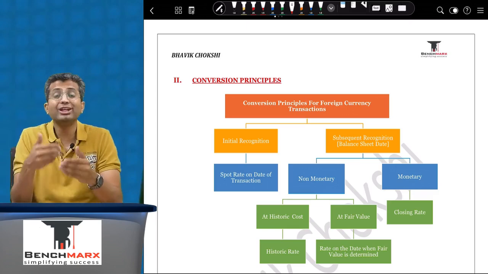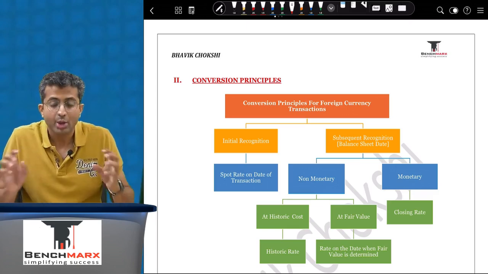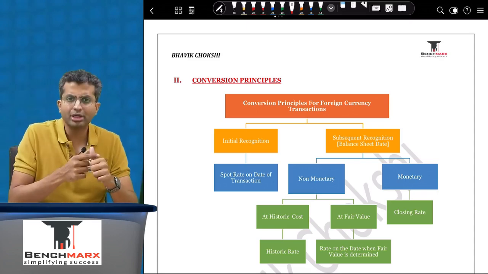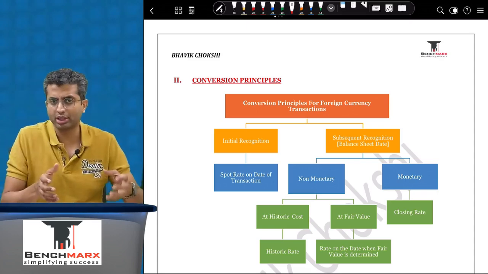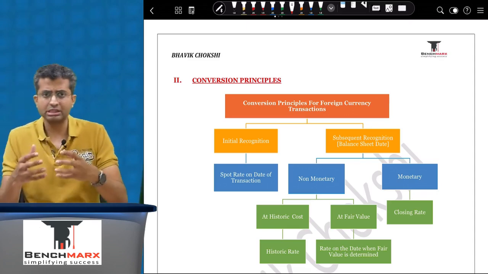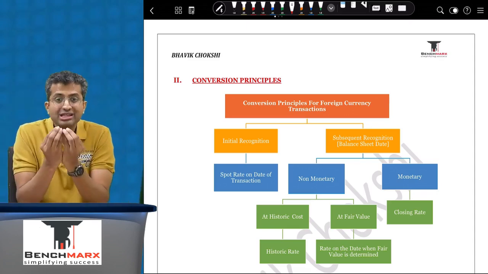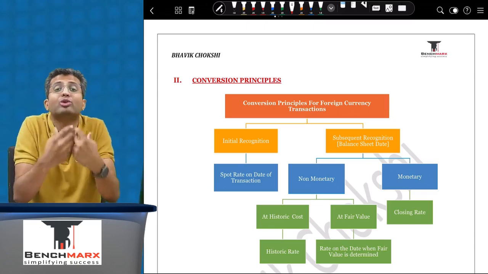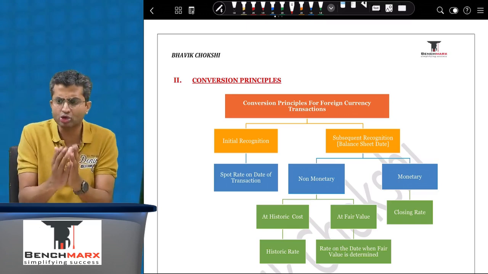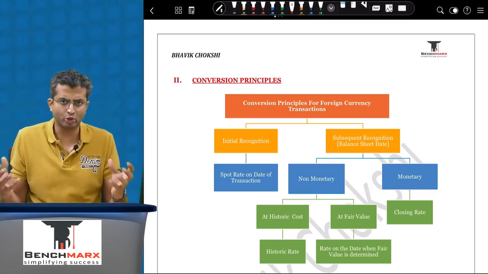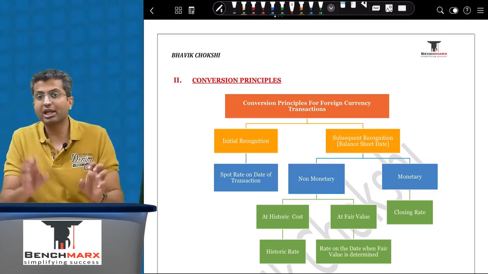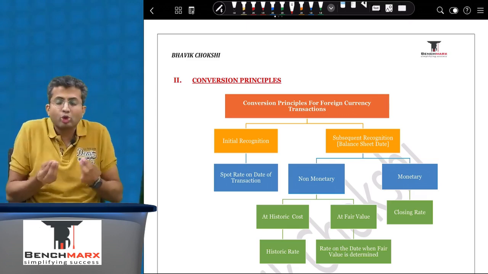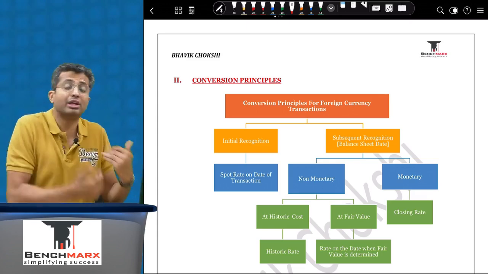Before we go into understanding the conversion rates, we need to understand two important concepts. First, what do you mean by a monetary item? What do you mean by a non-monetary item? A monetary item refers to those items whose amounts are fixed contractually. The amount that you are going to receive is contractually determined. You know what you are going to get or what you have to pay. On the other hand, a non-monetary item is generally an item where the amount that you're going to receive or pay is not contractually determined or fixed.